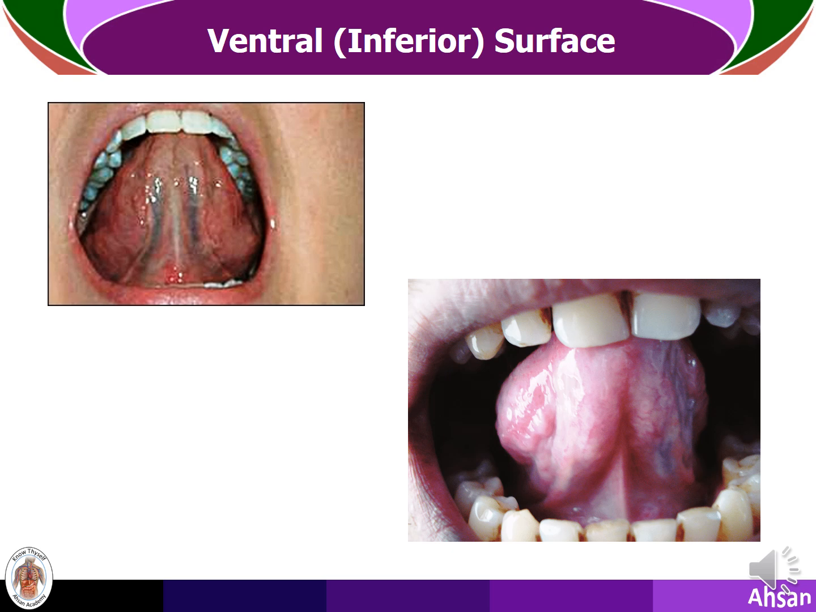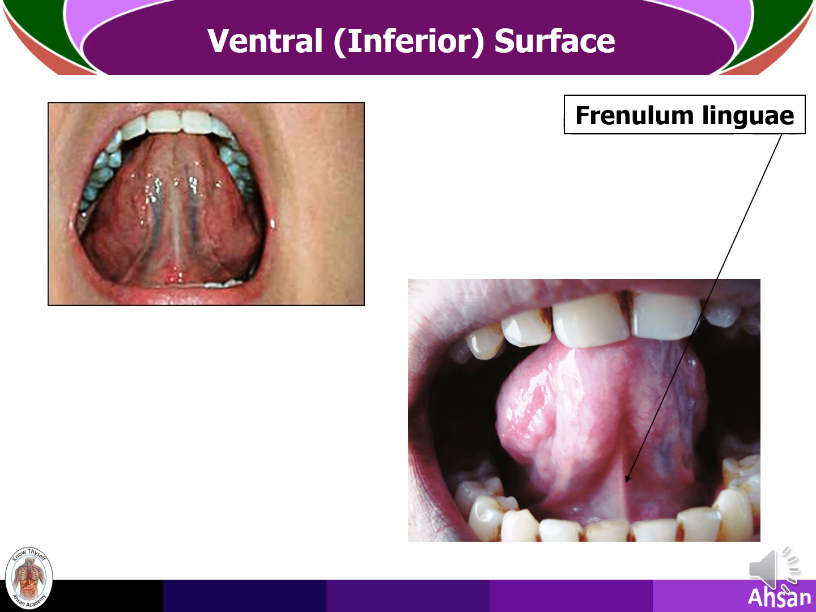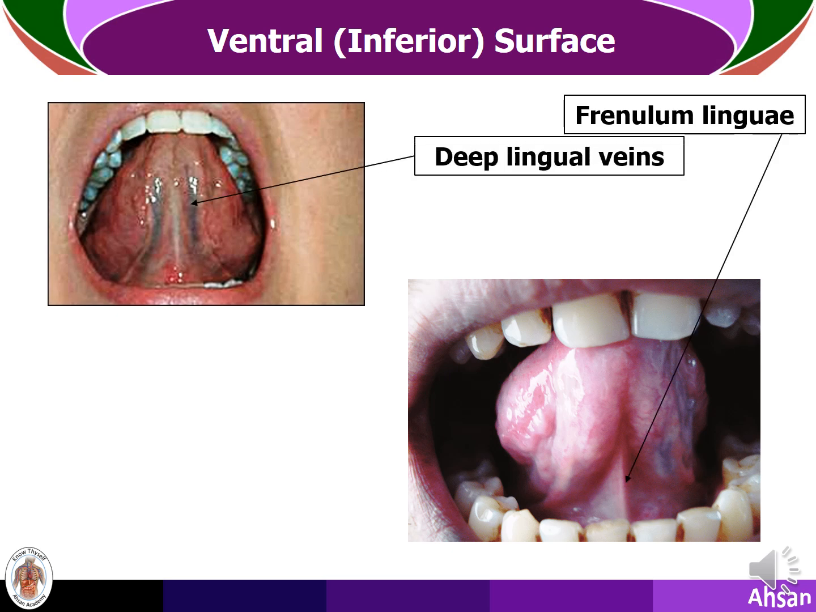Here in these two figures, the gross features of the undersurface or ventral surface of the tongue are shown. This is the frenulum linguae, already conversant. There are two veins on either side of the frenulum. A bluish colored line is visible under the mucosa. These are the deep lingual veins, and on either side of the vein there are irregular mucosal folds. This is the plica fimbriata.